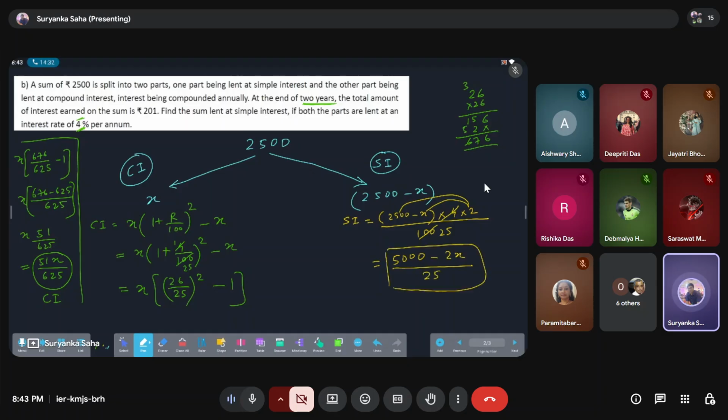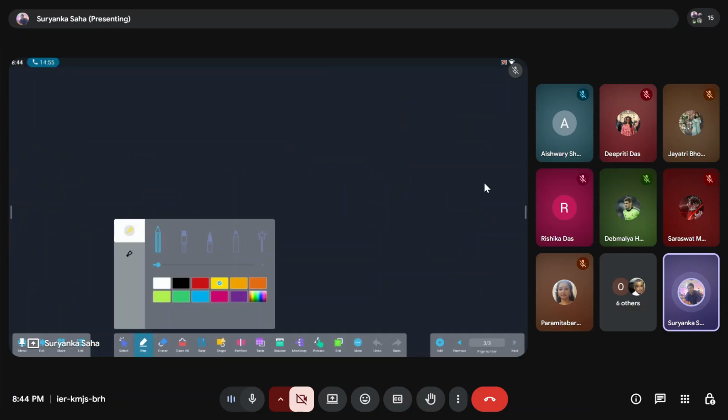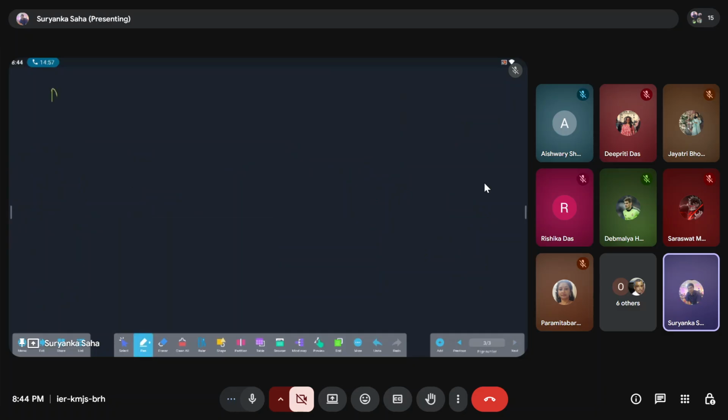Now, according to the problem, this CI and SI you have got, isn't it? This is your CI on the left side, and on the right side you have got your SI. So the total amount of interest earned on the sum is 201. That means their addition will give you 201. So let me write. Now according to the problem, CI plus SI will be equal to 201.